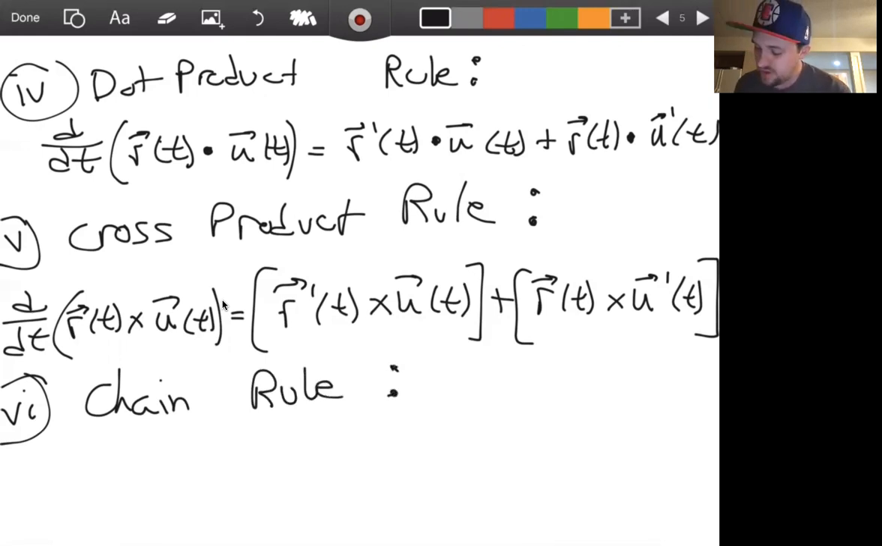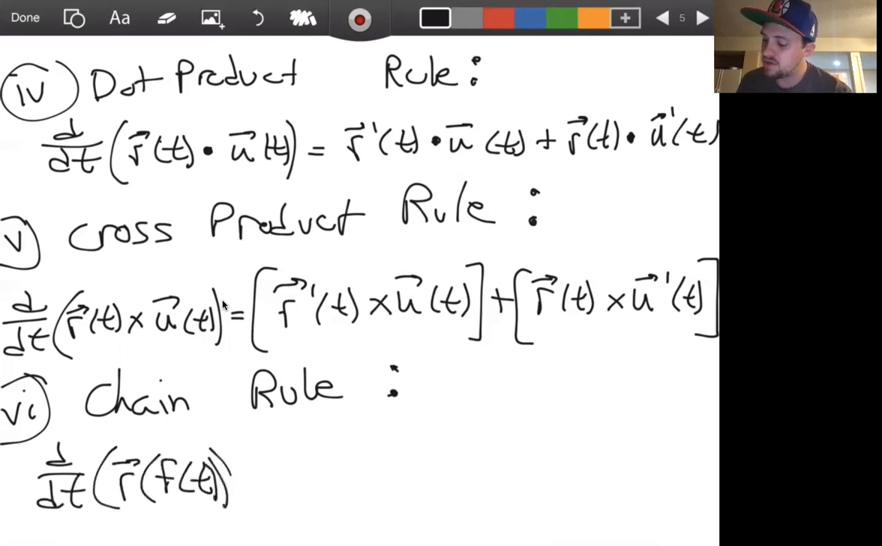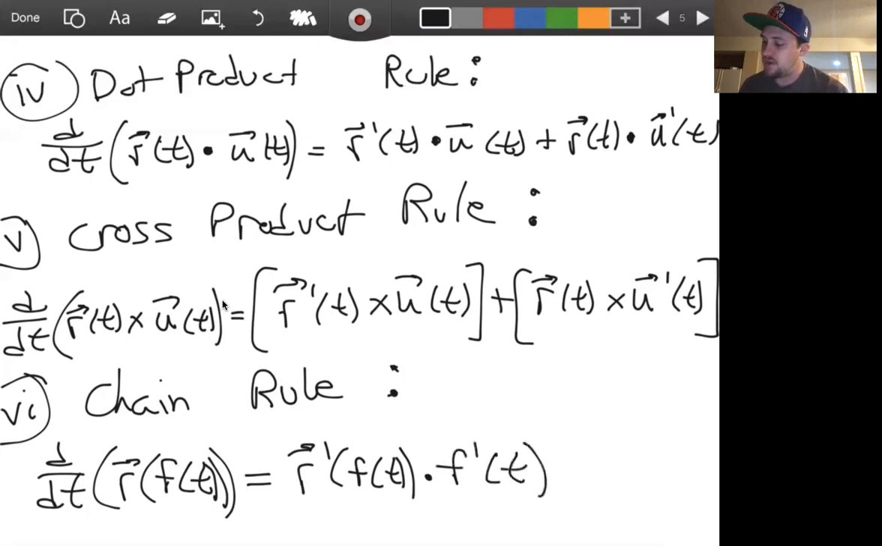The chain rule says that if we take the derivative of a vector valued function of a function, so we have this kind of scalar function embedded in a vector valued function, well, then this is simply the standard chain rule. It's r prime of f of t. It's the derivative of the outside times the derivative of the inside. This is what the chain rule says, right? The derivative of the outside is r prime. You leave the inside alone, times the derivative of the inside, which is f prime of t.